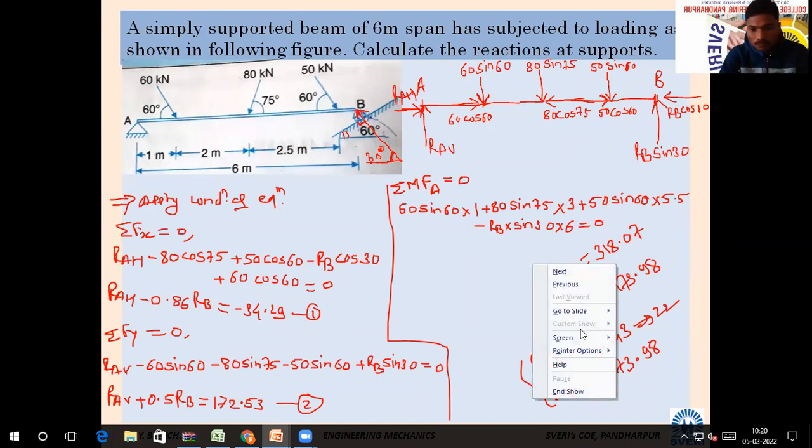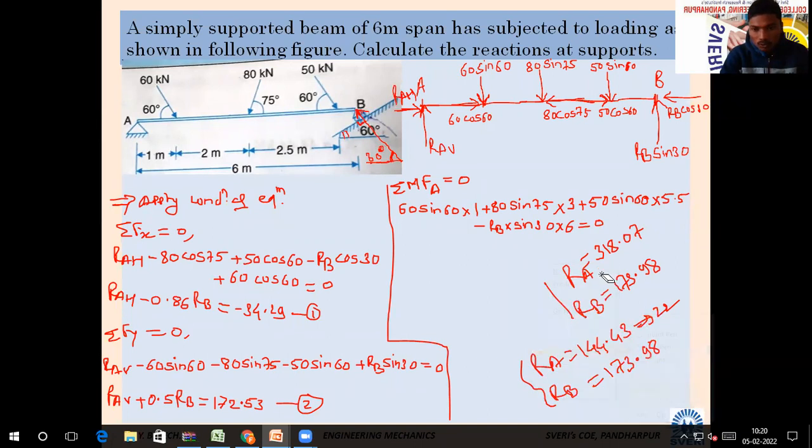I will remove this. Calculate from this. Is it possible to calculate RB carefully from this? That RB term you can take to the other side, and it will become plus. So just calculate the remaining term, whatever I have written here. I will take 173.98. Yes, sir. 173.90. Same, sir.